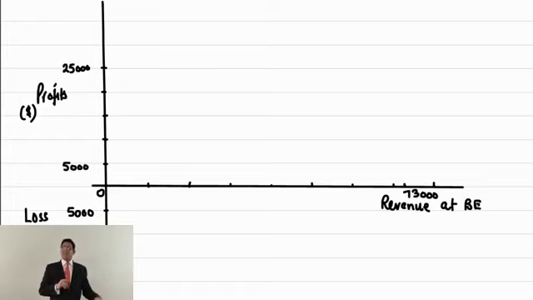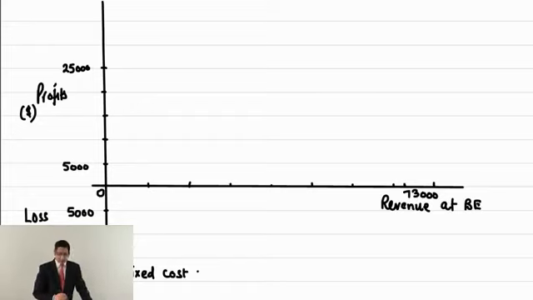Now let's do things one by one. First of all, easy things first. Fixed cost. Where do you want to show the fixed cost? Please go back to your break-even chart and you will find that fixed cost lies in the loss area. So here is the fixed cost, 18,000. So 5, 10, 15, 20, approximately here will be the fixed cost point.